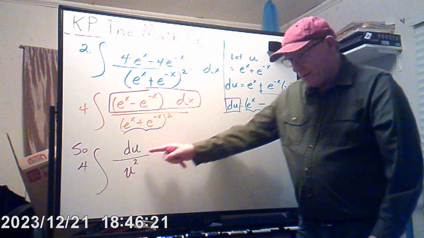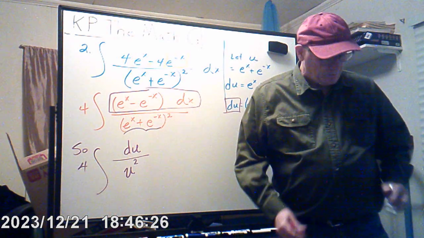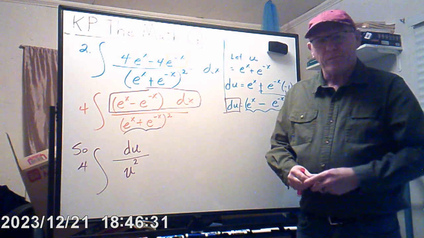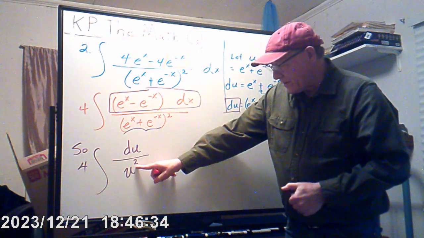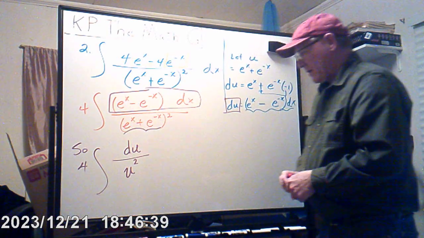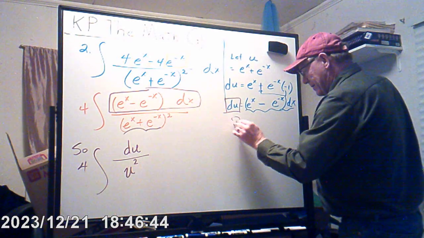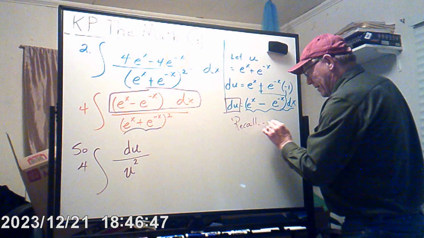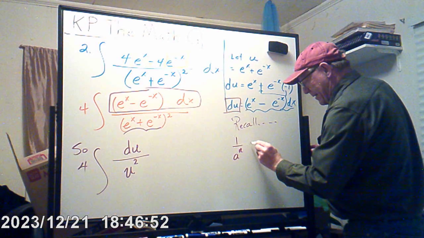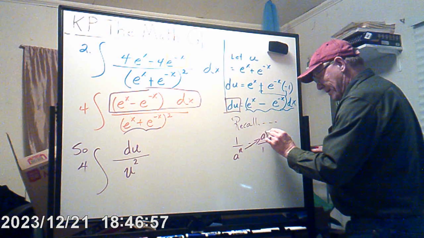Now, this is not an LN solution. Why not? Pray tell, why not? Because this is not an exponent of 1, it's an exponent of 2. Well, how do I do that now? Alright, let's be reminded. This is a recall. 1 over a to the n is equal to a, brought up in the numerator, to the negative n.